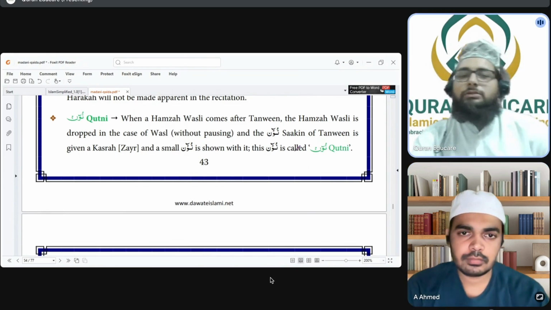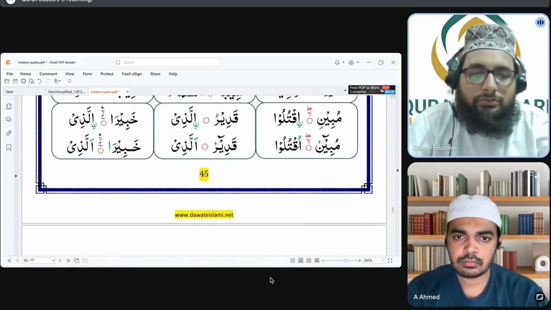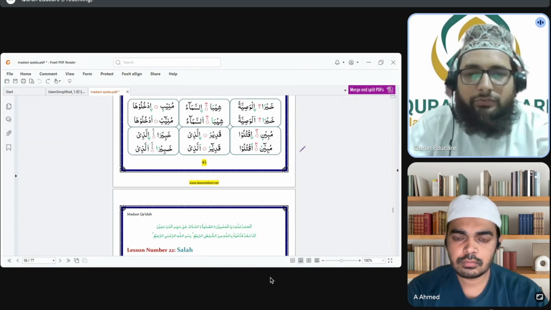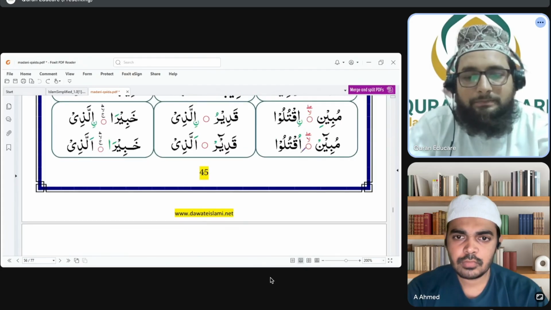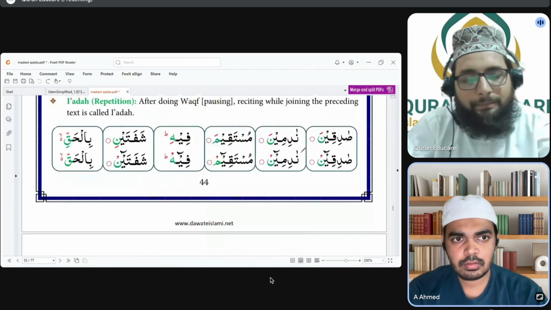Okay, so these are all the rules we have learned in Madani Qaida. Hopefully you enjoyed these rules and understood. If you have any confusion you can ask please. All the rules are completed in Madani Qaida.